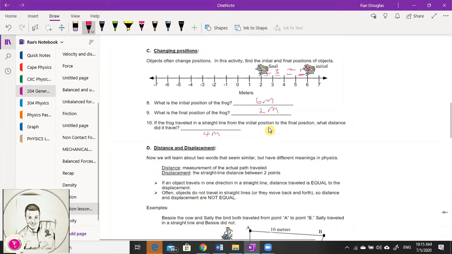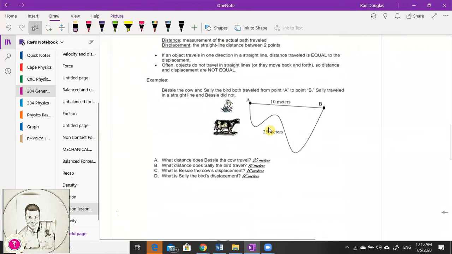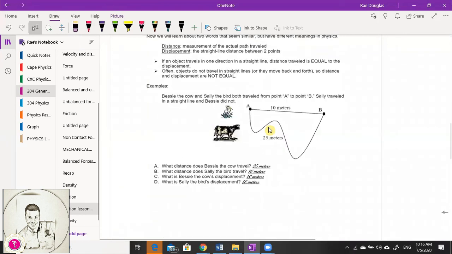So do we understand that? Yes, sir. All right. Now moving on to section D that speaks on displacement. Where's my reader? Sir, go ahead.